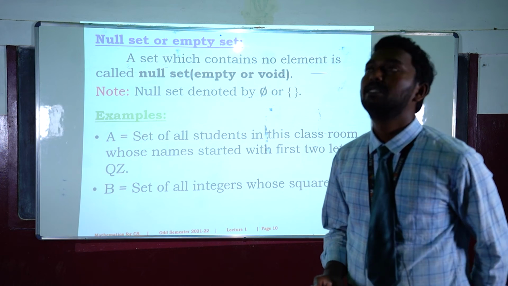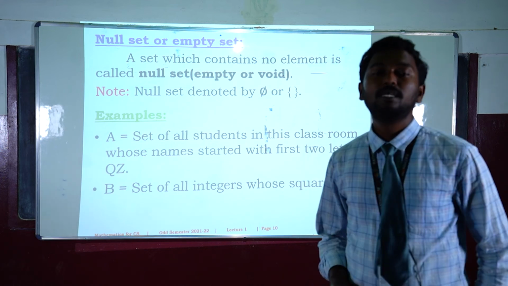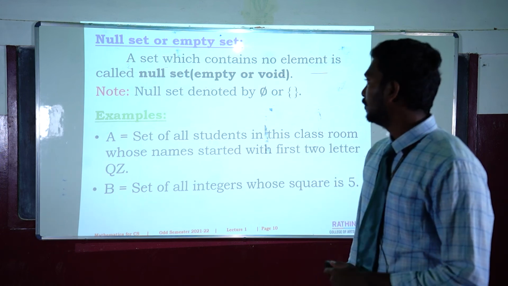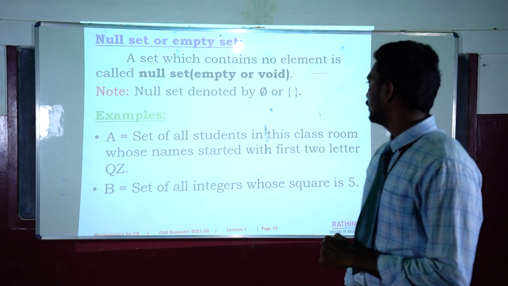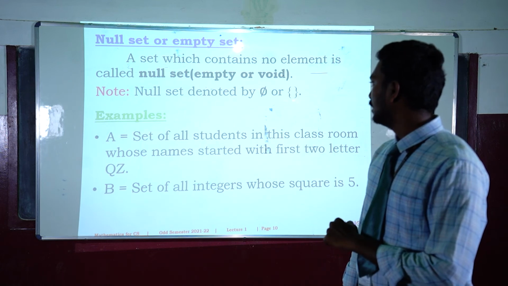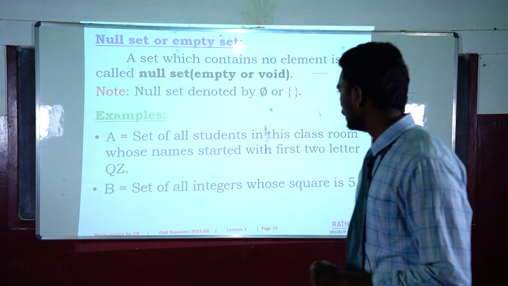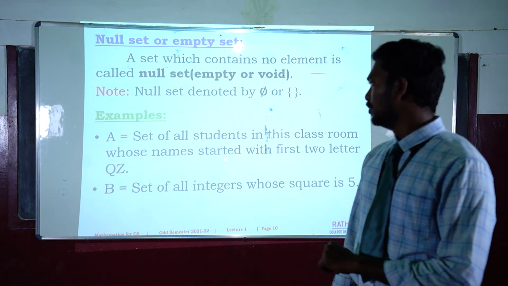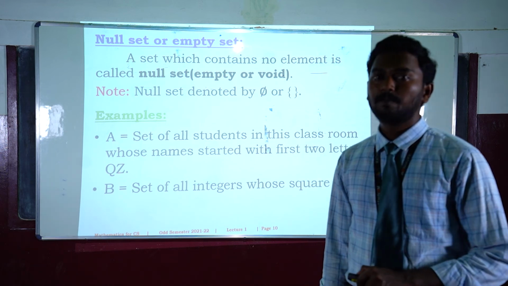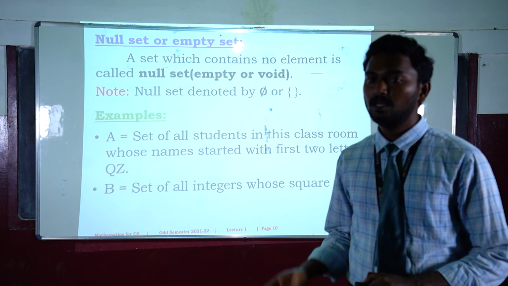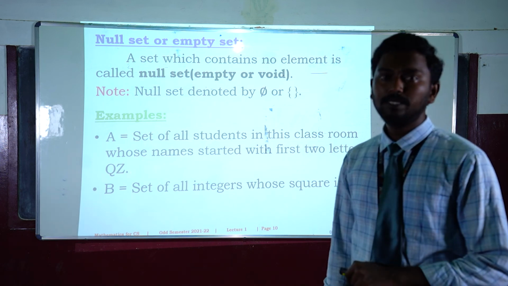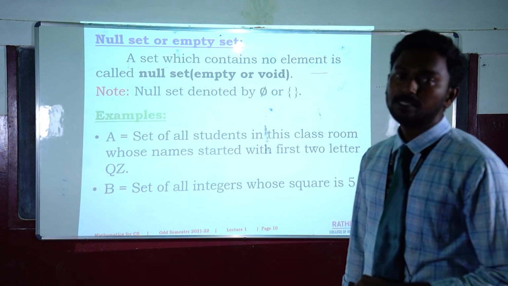Next one, null set. Null set or empty set. A set which contains no element is called a null set. Okay. So the null set is denoted by this notation or these curly brackets. For example, the set of all students in this classroom whose name starts with the first 2 letters Q and Z. Is it possible? Maybe sometimes possible, but in my classroom it is not possible. So my A is equal to the empty set. Okay. So this is one example.